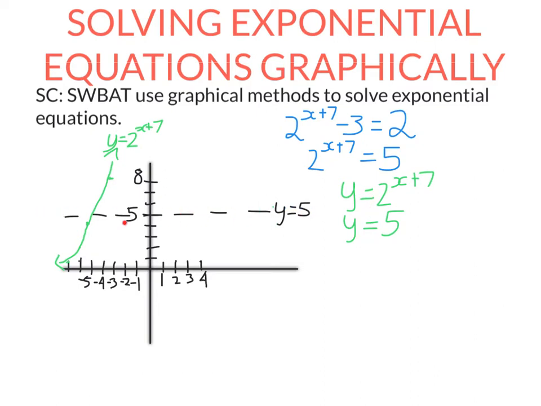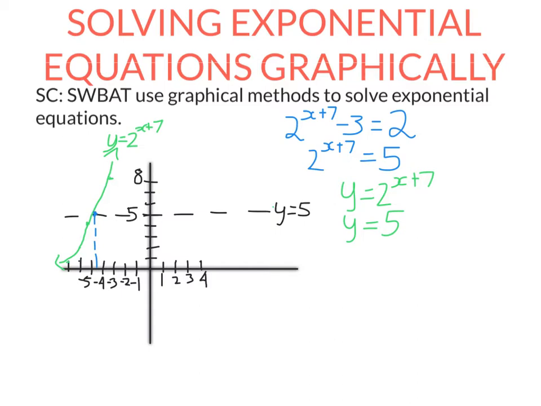y equals 5, a perfectly horizontal line, and y equals 2 to the power of x plus 7. It's an exponential, growing fast very quickly. So what we're looking for here is the x value of the point of intersection. So the point of intersection is here. If we go down, it's somewhere between -4 and -5.